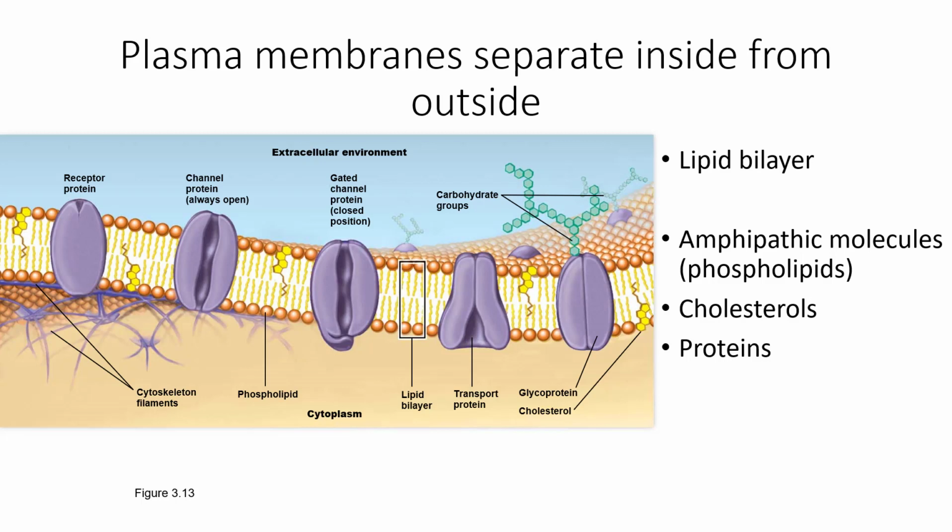There are also cholesterols in the plasma membrane that modulate the fluidity of the plasma membrane to make it more or less fluid at body temperature. Proteins are embedded in the membrane. So these proteins have various functions, such as signaling to other cells, receiving signals from other cells, or allowing things through the plasma membrane.